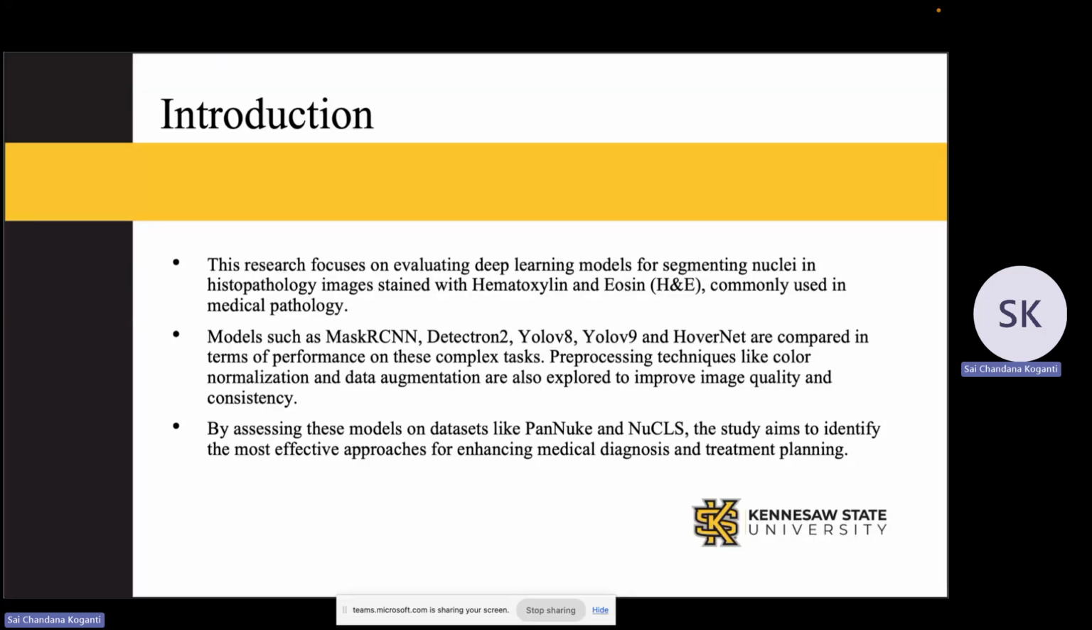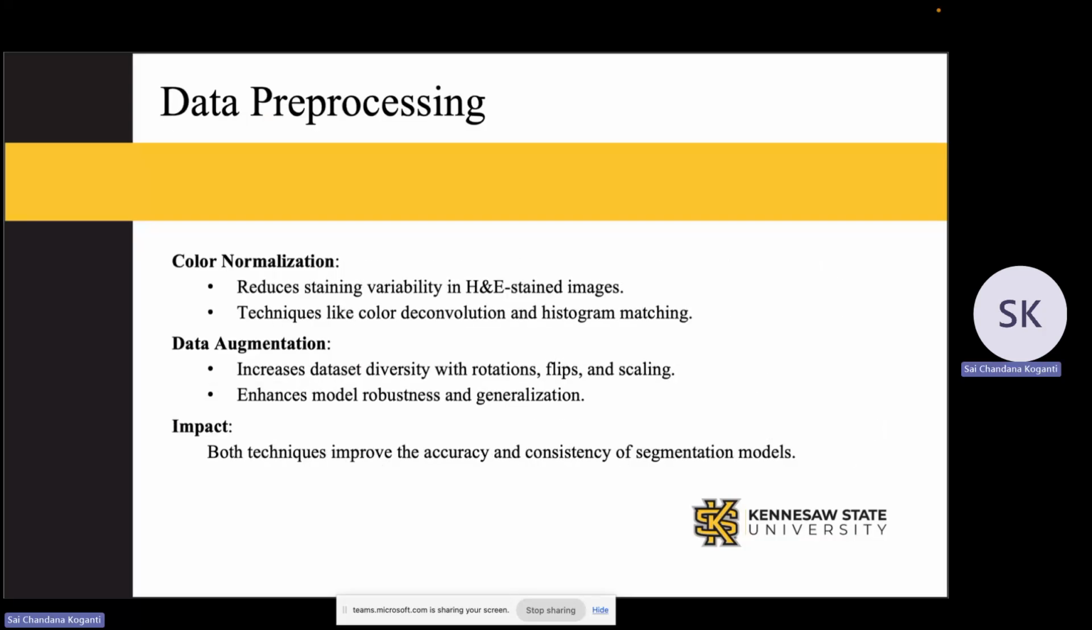The main goal of this research is to find the most effective deep learning models for identifying and segmenting the nuclei in complex medical images that are stained with hematoxylin and eosin, also known as H&E staining. For this research, I explored five popular instance segmentation models: Mask R-CNN, Detectron2, YOLO-V8, YOLO-V9, and HoverNet. Along with these models, I also explored two pre-processing techniques and widely used datasets like PanNuke and NuCLS. So yeah, these are the data pre-processing techniques which I have used.